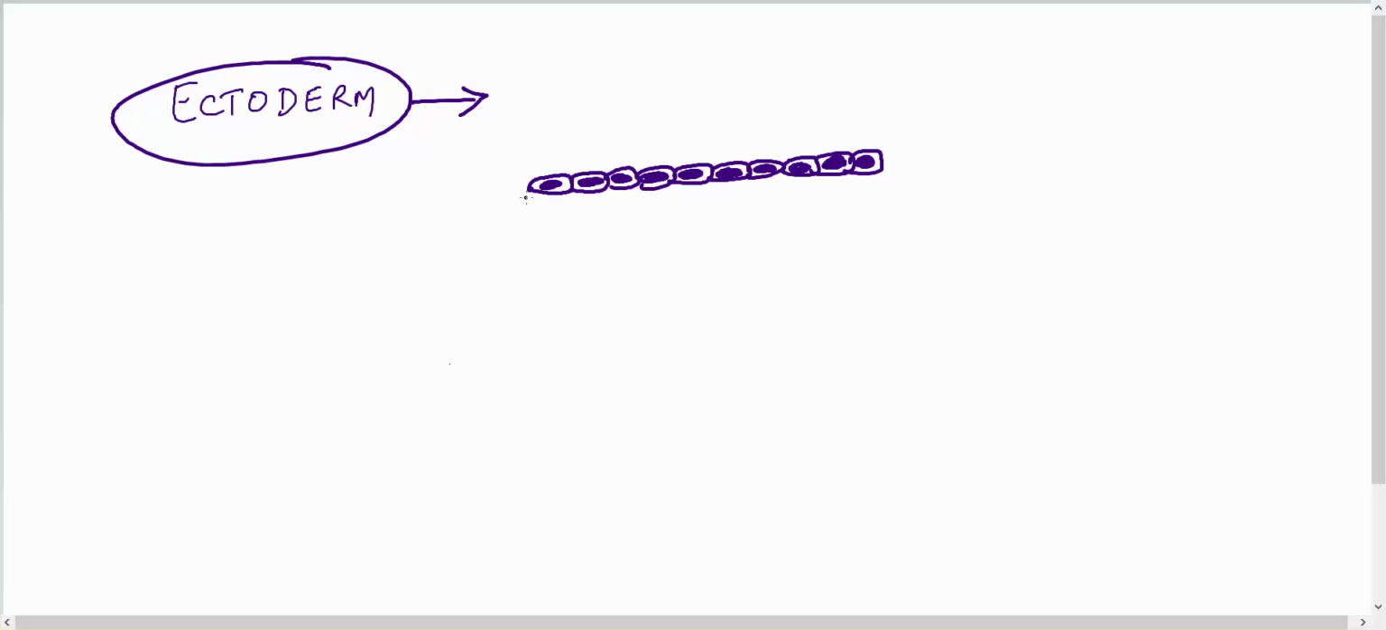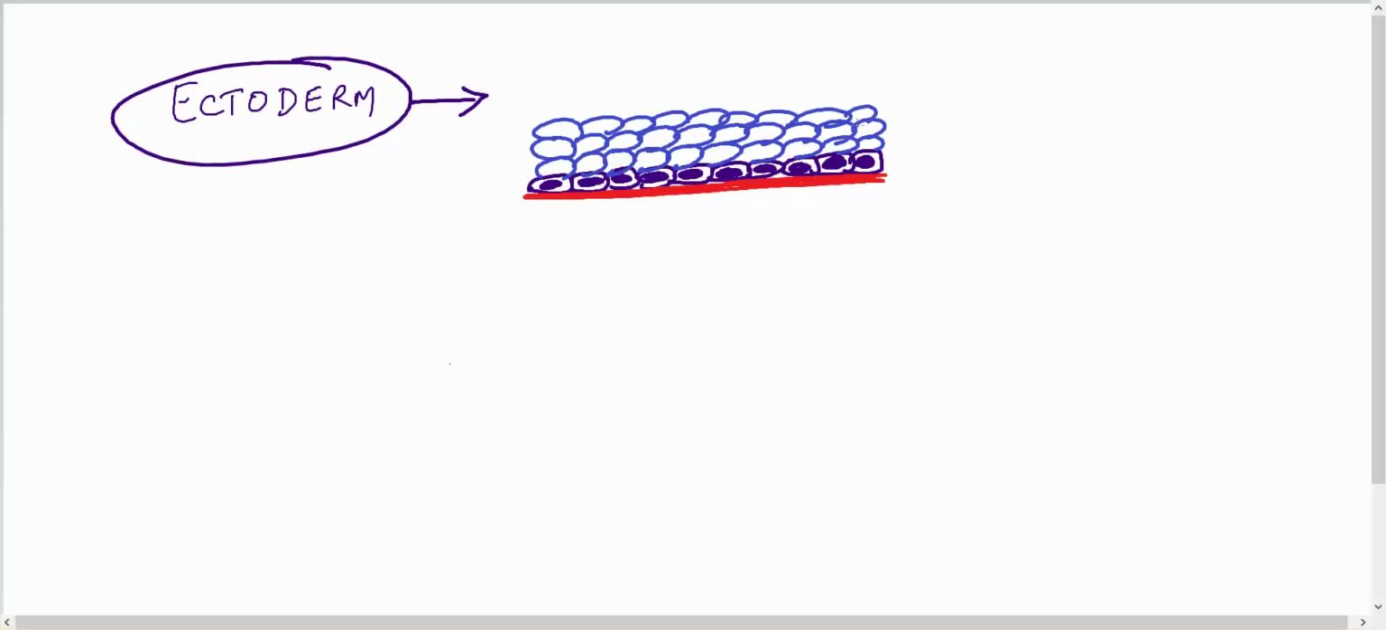Understand? And those cells sit in the basement membrane. This is the membrane. Okay. So then these cells divide and form the cells above this layer. These cells divide and they form the layers which are above this basal layer. So this is the basal layer.